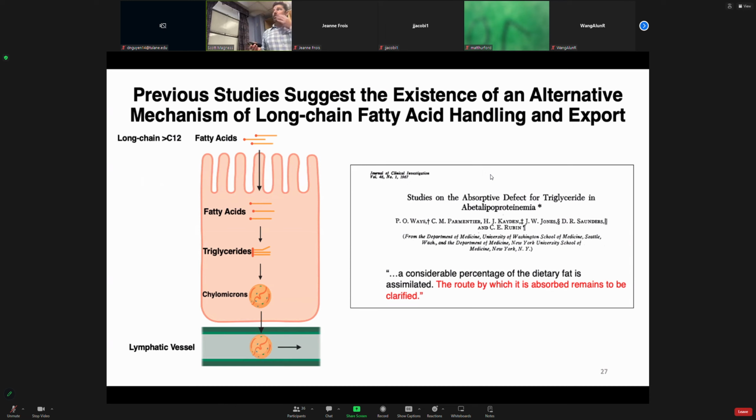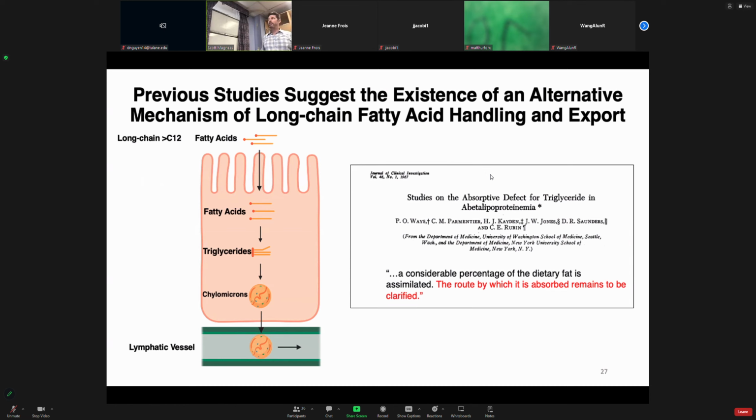And one thing, my student at the time, Ismael Gomez, he did this work. He was one of these people that could find all these papers and make really interesting links between them. And he found this paper, actually it's older than me, 1967. It says, "Studies on the absorptive defect for triglyceride and abetalipoproteinemia." And in the paper, it says a considerable percentage of dietary fat is still assimilated in these patients. The route by which it is absorbed remains to be clarified.